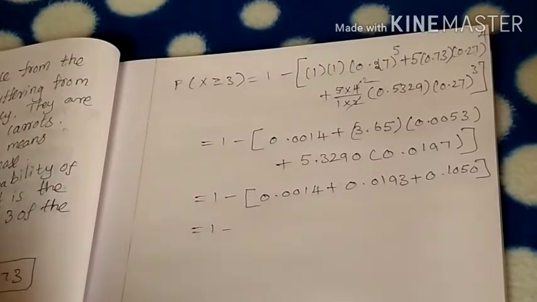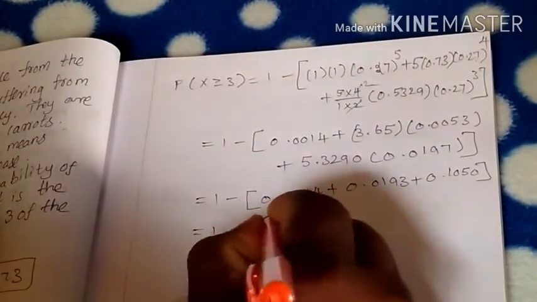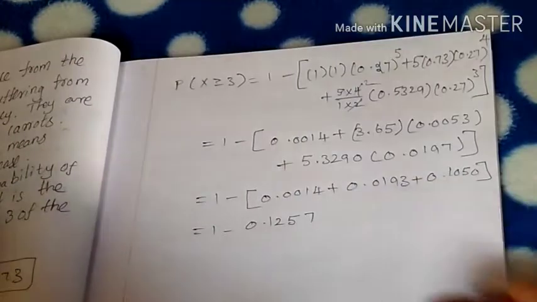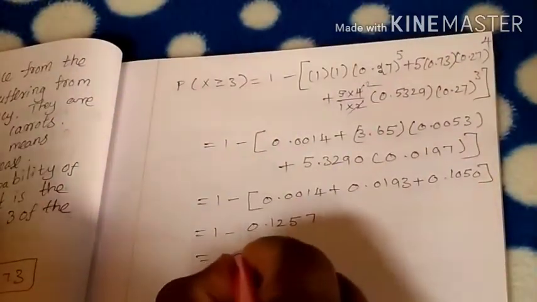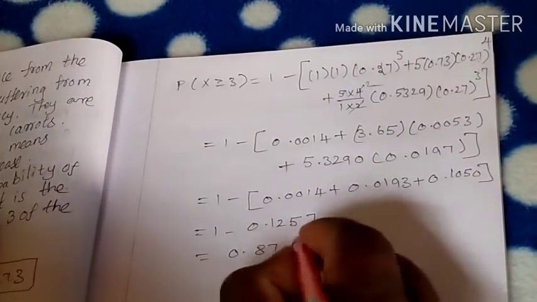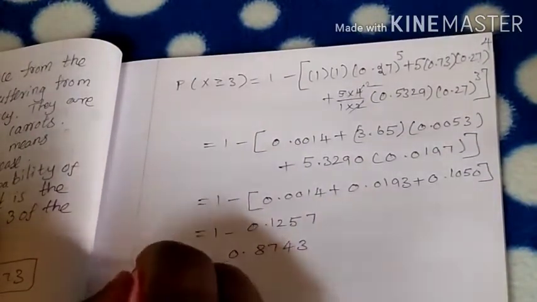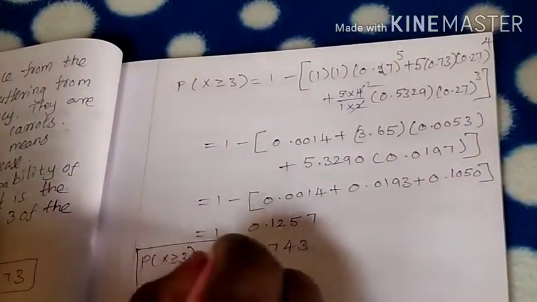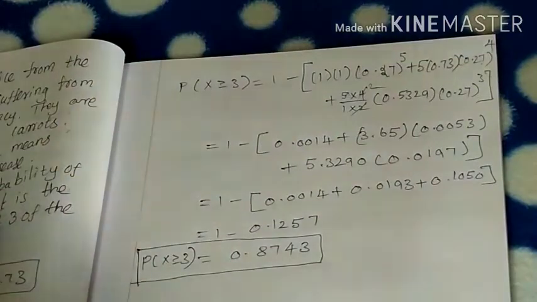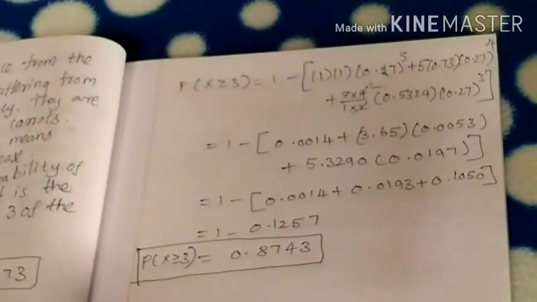Then 1 minus the sum of all the values. The sum of all values is 0.0014 plus 0.0193 plus 0.1050, which is equal to 0.1257. Then 1 minus 0.1257 is equal to 0.8743. This is the probability of at least 3 mice recovering out of 5 mice. Okay, that's all the answer. Have you understood the answer?